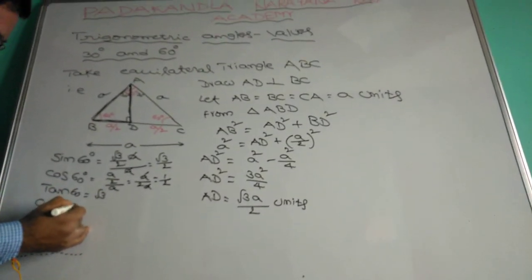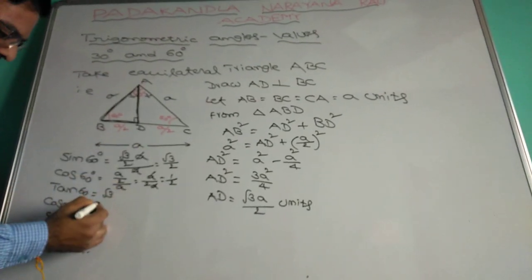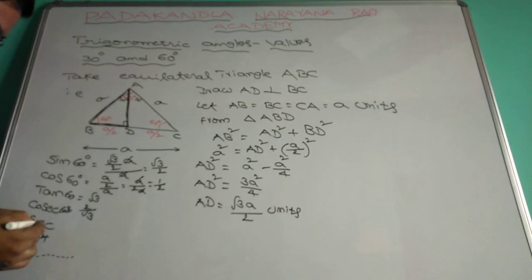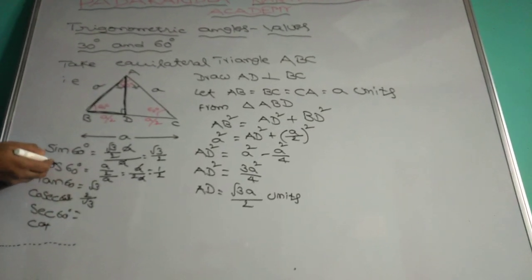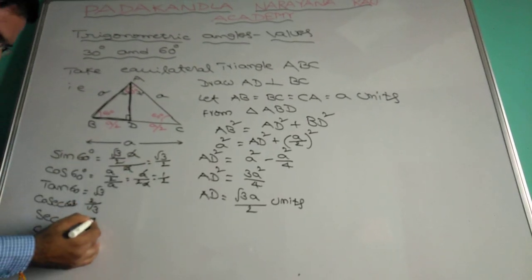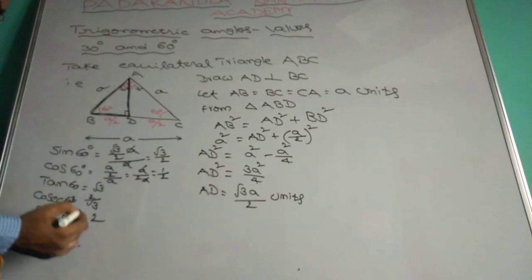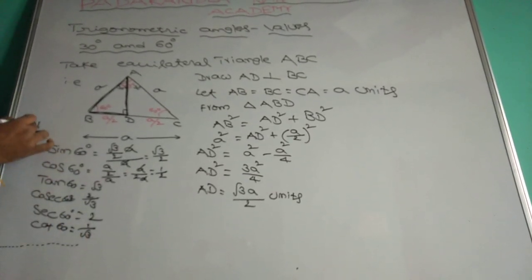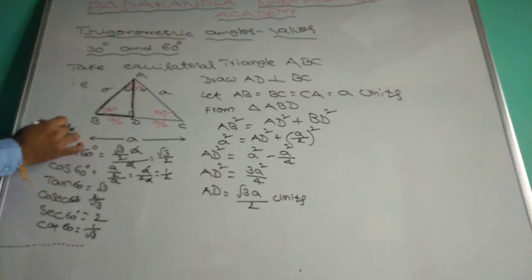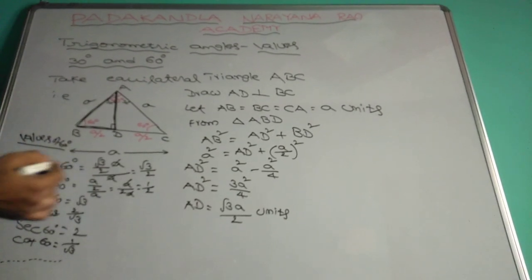Cosecant 60, how will you write? Reciprocal of sin 60, 2 by root 3. Now, secant 60, reciprocal of cos 60, that means 2. Cot 60, reciprocal of tan 60, that is 1 by root 3. These are the values of 60 degrees.